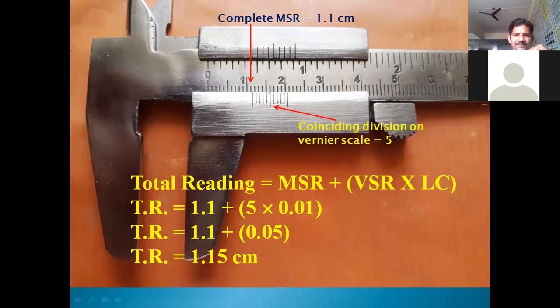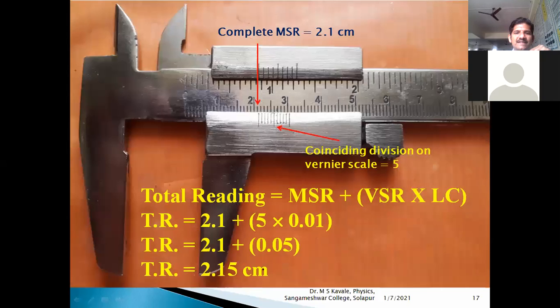Therefore, total reading is 1.1 MSR plus 5 into 0.01, that is 1.1 plus 0.05, that is total reading is equal to 1.15. Okay, so this is the procedure how to read the reading on the Vernier caliper. Let us take another example.